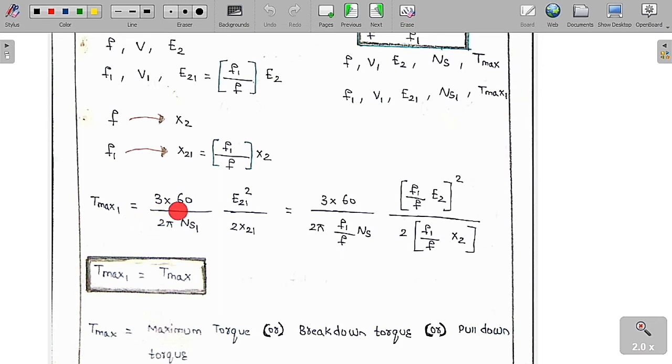Tmax1 is equal to 3 into 60 by 2 pi times the new synchronous speed ns1, into E21 whole square by 2 X21. These are the new induced voltage and the new rotor reactance. We know these values, so just substitute and simplify, and we get that the new maximum torque is always equal to the old maximum torque. Tmax is also called the breakdown torque or pull-out torque. So whenever you keep the V by F ratio constant, the maximum torque is always constant. This is the point that you always have to remember.